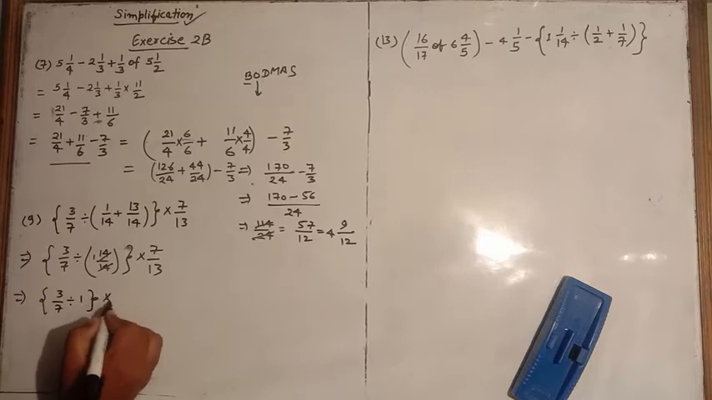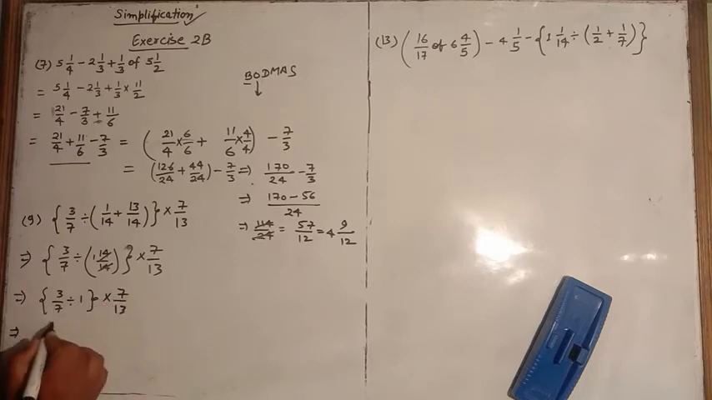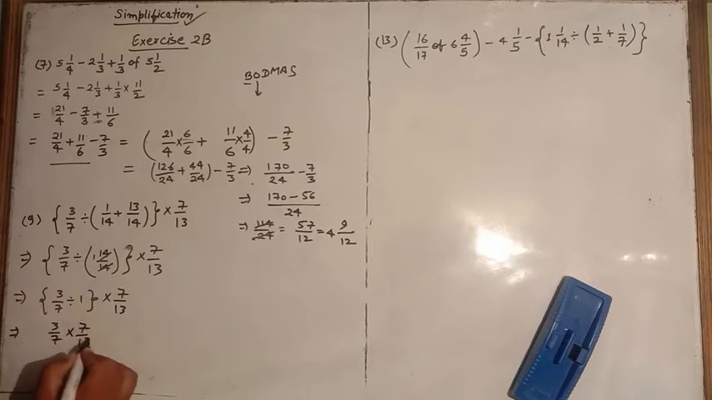You know, if we divide a number by 1, it will remain the same. So it will be 3 by 7 into 7 by 30. Or you can do 1 by 1, same answer will be there. So it will be equal to 7 cancel by 7, answer will be 3 upon 13. Or in mixed fraction also you can write, this will be your answer.